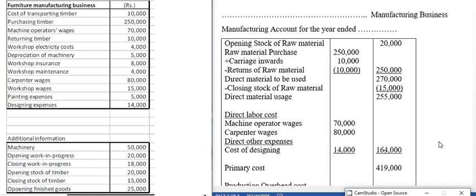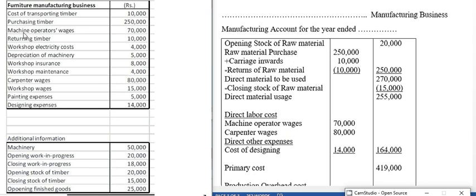So we'll see. Here in this question, the first one is the cost of transporting timber. Cost of transporting timber means carriage inwards. I told you carriage inwards should be added to the raw material purchase. Here I have added carriage inwards of 10,000 to the raw material purchase. Second one is purchasing timber, which means raw material purchase, and it should be 250,000.